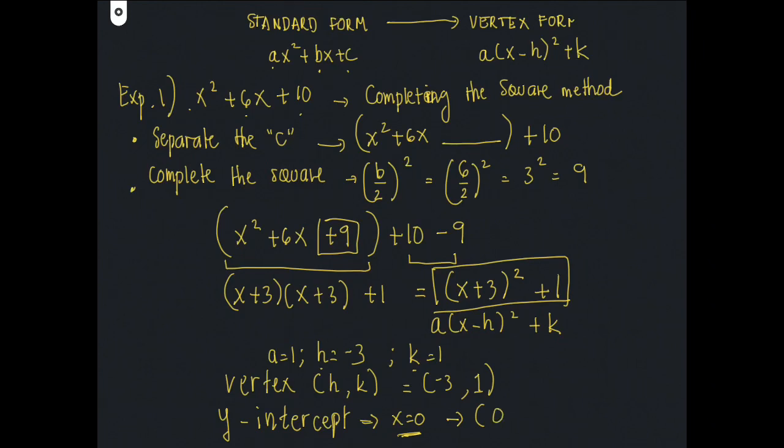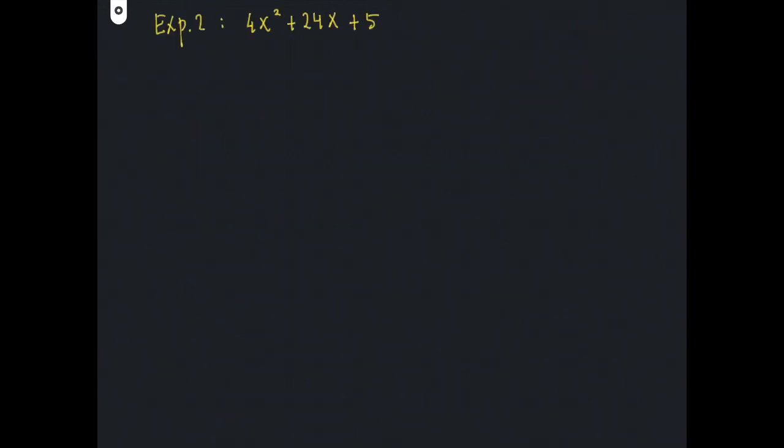Or we can just use the standard form. We know that the c part of the standard form is always the y-intercept. So 10 on the standard form is the y-intercept. Okay, so now example number 2. It will be slightly different, but still similar. Make sure you watch this until the end. Example number 2. 4x squared plus 24x plus 50. This is again standard form. We're going to try to change this into vertex form.